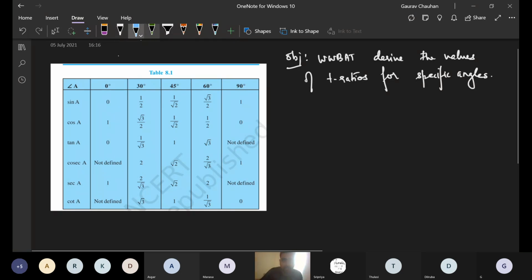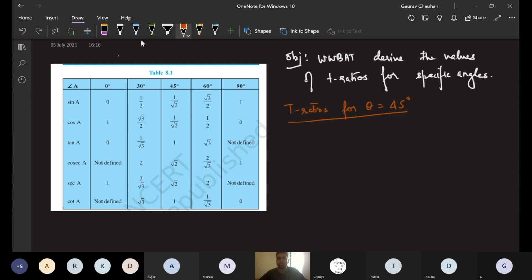We're just going to understand how this is 0, how this is 1 by 2, how this is 1 by root 2. That part we are going to understand now. So let's get started, guys. No more wasting time. First, we are going to start our discussion with 45 degrees, because we already saw a little glimpse of this yesterday. So I want you to write your side heading as T ratios for theta equal to 45 degrees.